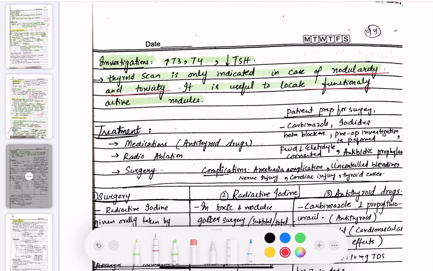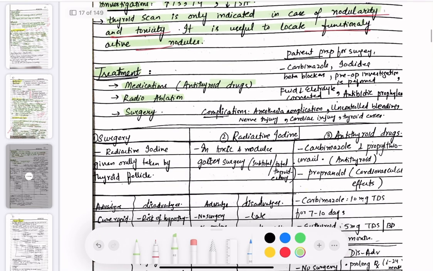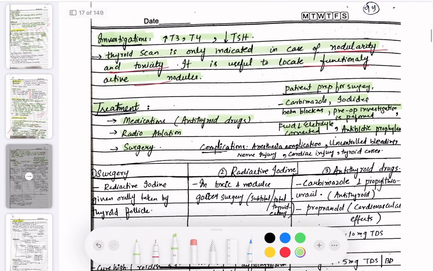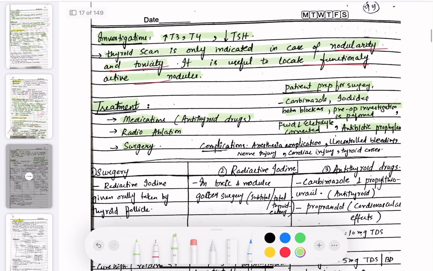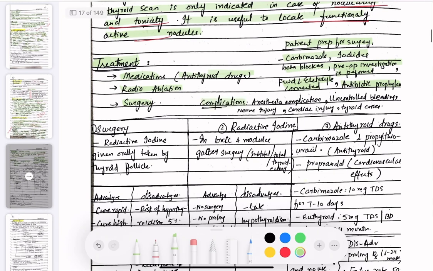Now the treatment options are anti-thyroid drugs, radioablation, and surgery. For patient preparation for surgery, carbimazole, iodides, and beta blockers are given, pre-op investigations are performed, and fluid and electrolytes are corrected. Antibiotic prophylaxis is done. After this preparation, the patient undergoes surgery. The complications are anesthesia complications, uncontrolled bleeding, nerve injury, cardiac injury, and thyroid crisis.